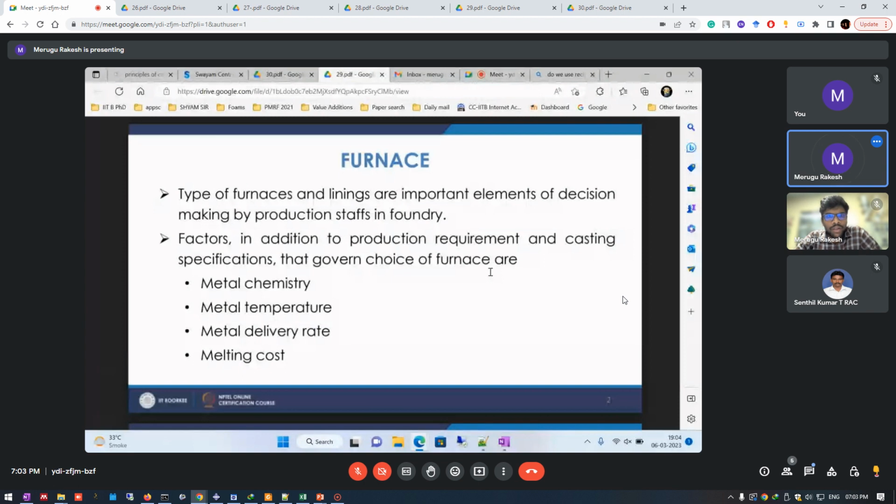Okay. So now, furnaces. So this is regarding furnaces that we use for melting. Generally, this is to extract the metal from the ore. For example, iron that we get from iron ore. The types of furnaces and the lining that is used inside are the two important elements in deciding production in a foundry. The factors in addition to these include metal temperature, metal delivery rate, and metal melting cost.